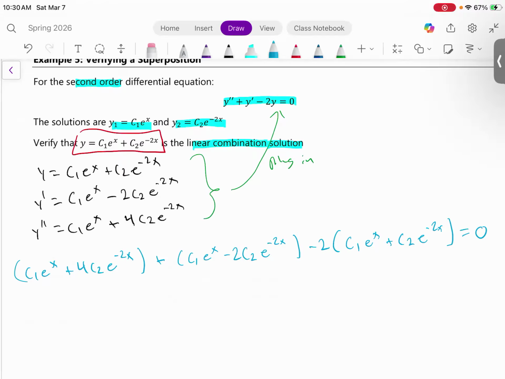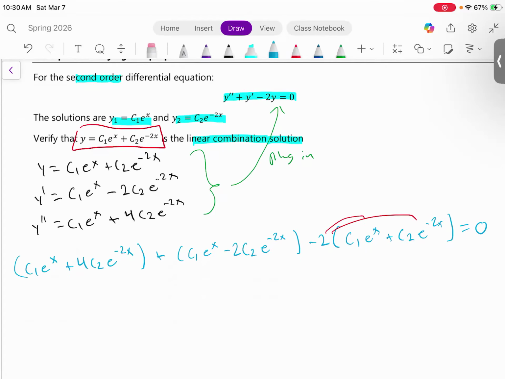We've got a couple of things to simplify. We can drop the parentheses now that we've inserted everything, and distribute the negative 2 inside. What I get is c1 e to the x plus 4 c2 e to the negative 2x plus c1 e to the x minus 2 c2 e to the negative 2x minus 2 c1 e to the x minus 2 c2 e to the negative 2x, all equals 0.